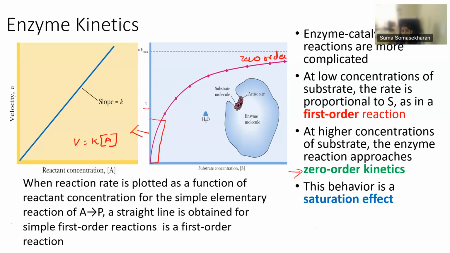Now, the behavior that you see over here is explained by the fact that as the substrate concentration increases, all of the active sites of the enzyme are fully occupied by substrate, and adding more substrate does not increase the rate of the reaction. Adding more substrate does not increase the rate of the reaction, and hence you see a saturation effect. This is called the saturation effect.